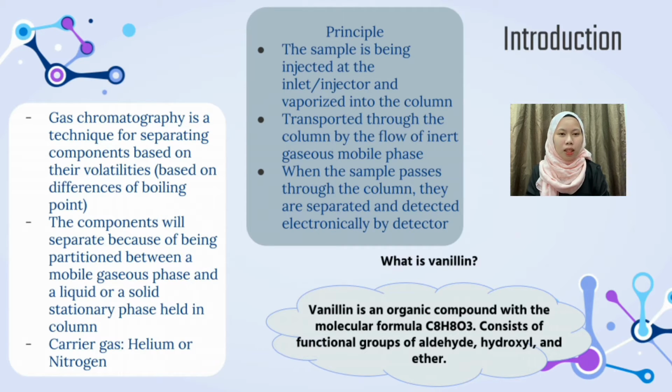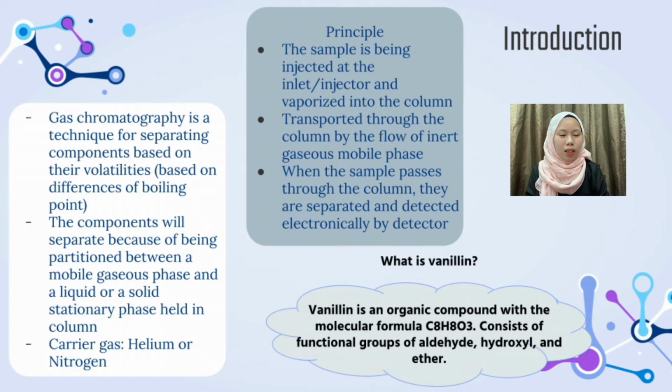Gas chromatography is a technique for separating components based on their volatilities, which means based on differences in boiling point. In this technique, components of a vaporized sample are separated because of being partitioned between a mobile gaseous phase and a liquid or a solid stationary phase held in the column. The carrier gas is helium or nitrogen.